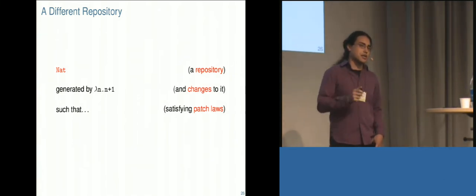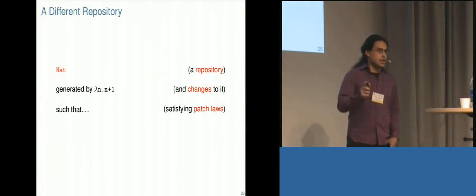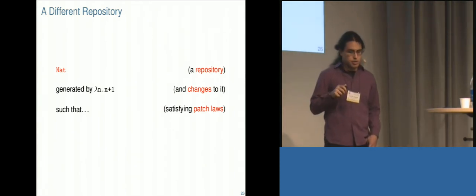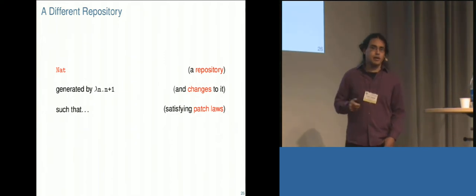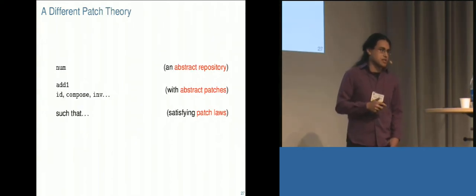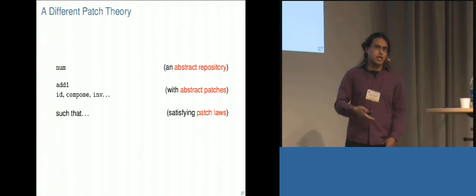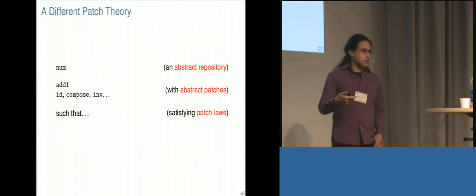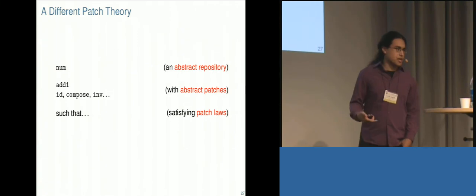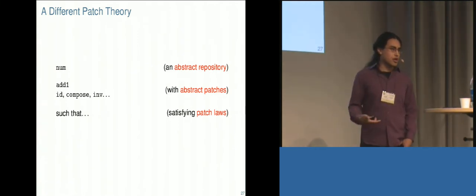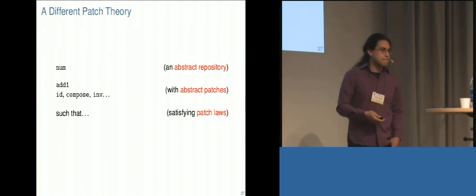Instead of talking about integers and adding to them, I'm going to say, well, what if the repository was a natural number? And I want to talk about the patches you can do as just adding one, as before. And the normal groupoid laws have to be satisfied. So the obvious thing to do to model this would be to write down exactly what I just did: there's a Nat, which is the repository, and then you can add one, and there's automatically the groupoid operations associated with that.